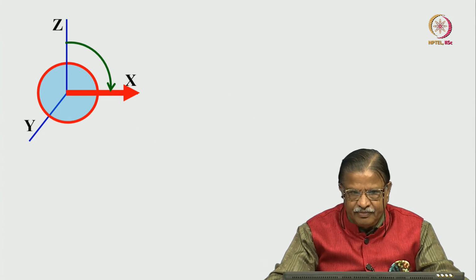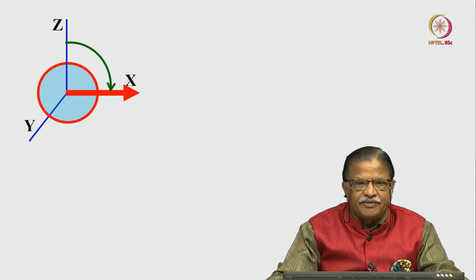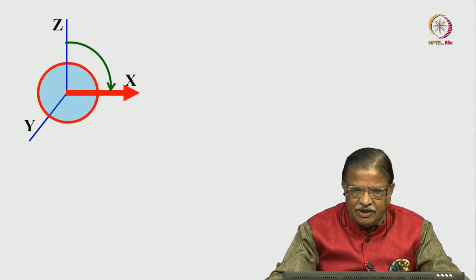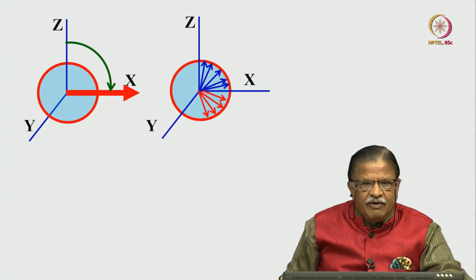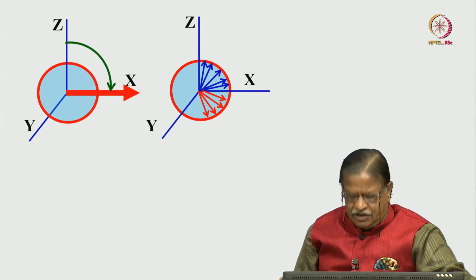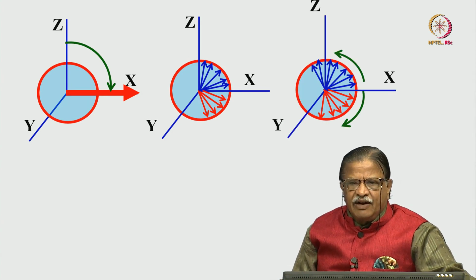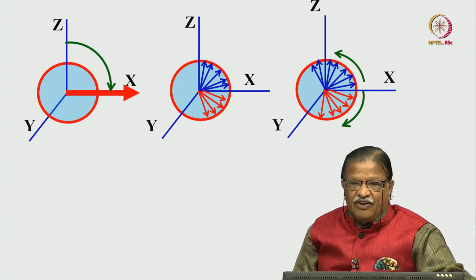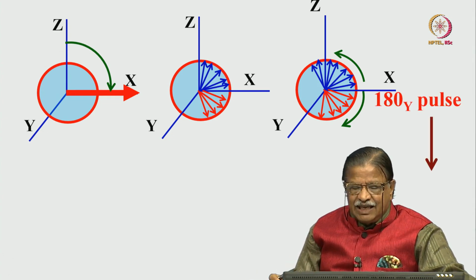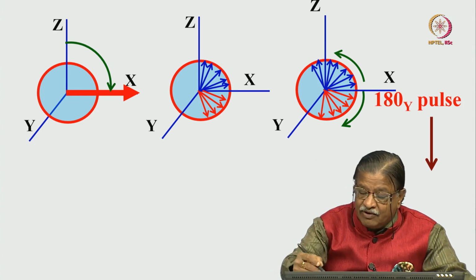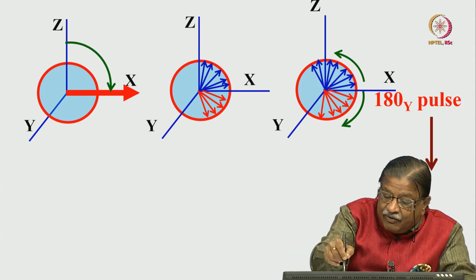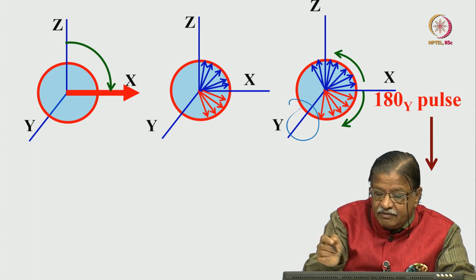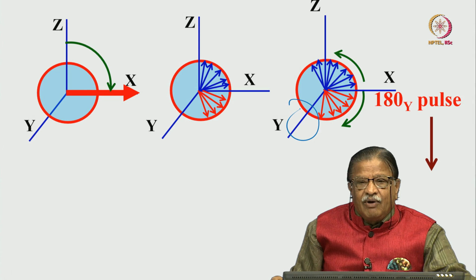Let us see. Consider a situation like this. I have brought all the spin vectors to the x axis. Wait for some time, the spins start dephasing. Wait for some more time, more spins are dephasing, they are fanning out. At this stage, apply a 180 pulse. Instead of rotating along this axis, now I am applying along the y axis here. So I am rotating along the y axis here, not along this axis. Then what will happen?